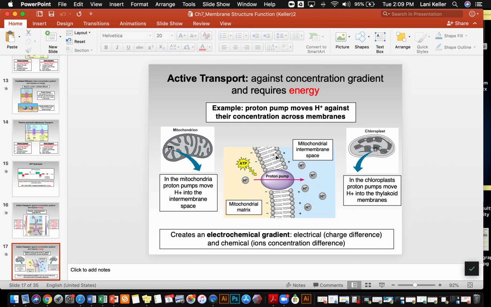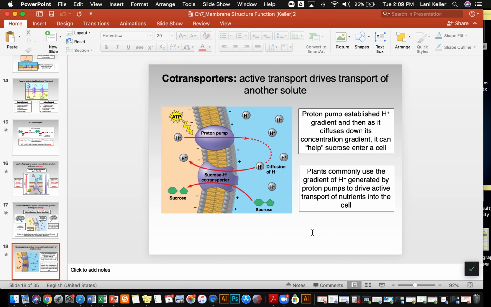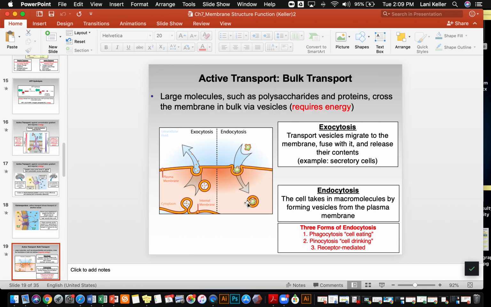You also have proton pumps, which we see in the mitochondria and in the thylakoid membranes. In the mitochondria, you are pumping hydrogens into the intermembrane space. In the thylakoids, you are pumping hydrogens into the thylakoid space. These create electrochemical gradients, which will be very important for making ATP later. There are also cotransporters, where here we use ATP to create a hydrogen gradient. We then use the energy stored in that electrochemical gradient to pull sucrose across.